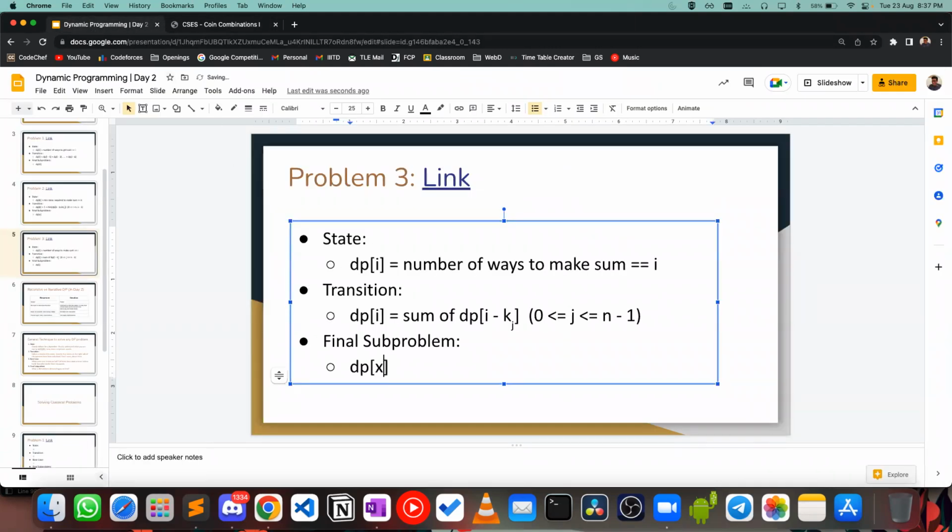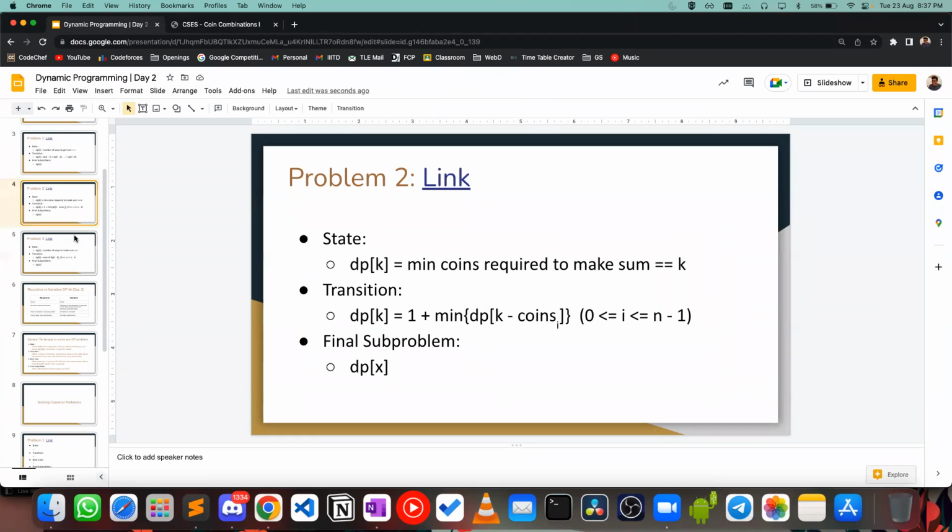dp of x, right? Okay. And again, the time complexity and the space complexity remain the same, because if we look at this problem, it was pretty much the same thing. In problem 2, we were finding the minimum number of coins required to make a sum of x. But in this problem, what are we doing? We're finding the number of ways to construct a sum of x.